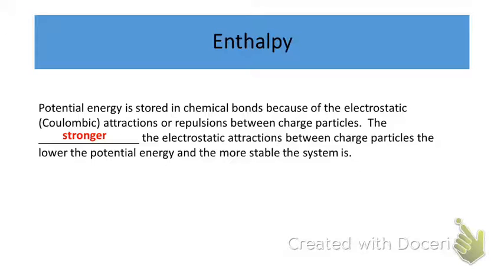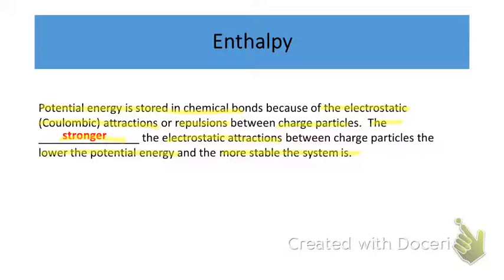stability of a system. Essentially, we understand that potential energy is stored in chemical bonds because of the electrostatic or coulombic attractions or repulsions between the charged particles. Now, the stronger the electrostatic attractions between charged particles, the lower the potential energy and the more stable the system is. Now, why is this statement so important?